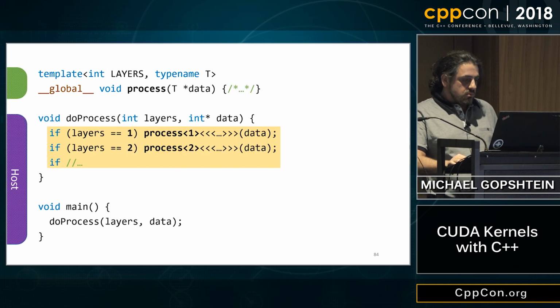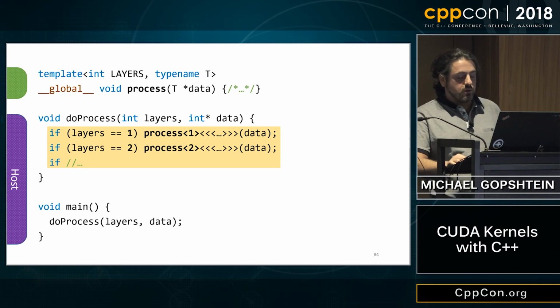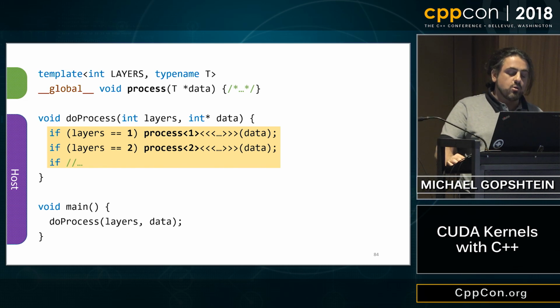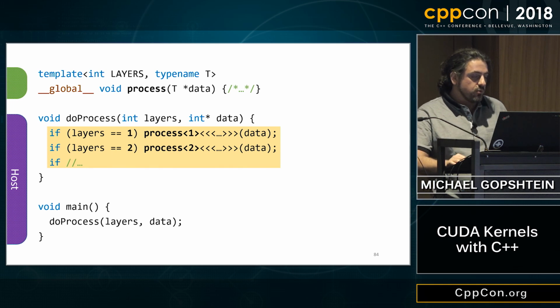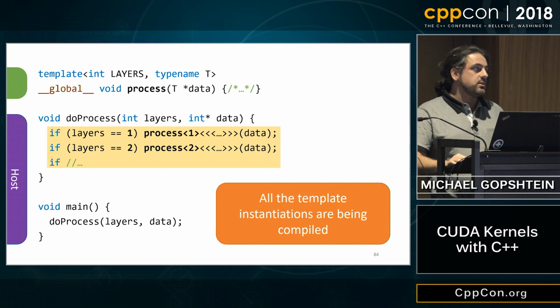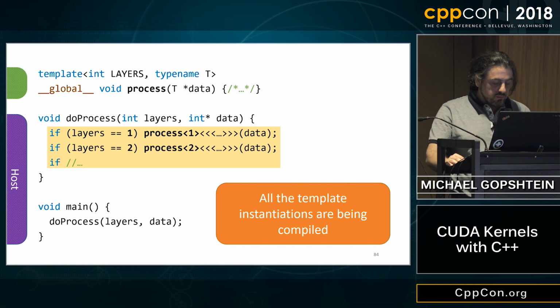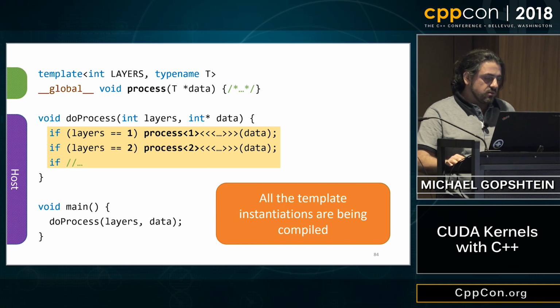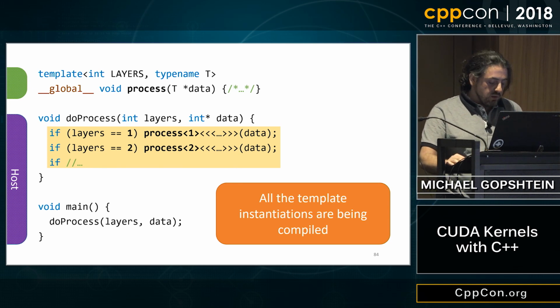One solution might be to add a proxy function, which will basically switch on all the possible values of number of layers and would invoke an appropriate template version of your function. It works, but first it's much more code. It requires you to know basically all the values for the layers in advance. It also means that all the versions of the process function have been compiled and added to your binary. So instead, we want to use this runtime compilation feature, and let's see how we can do it.